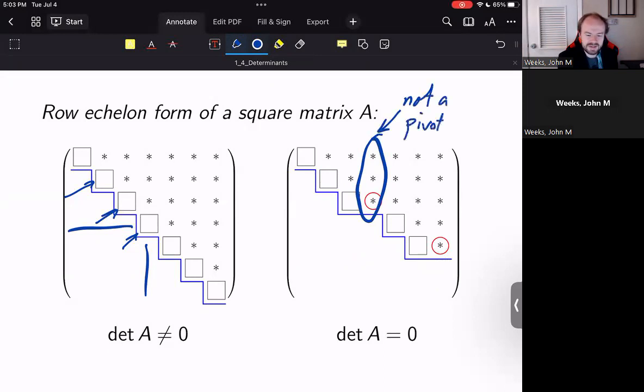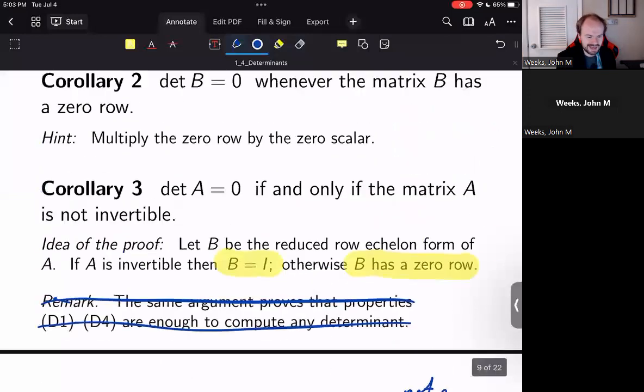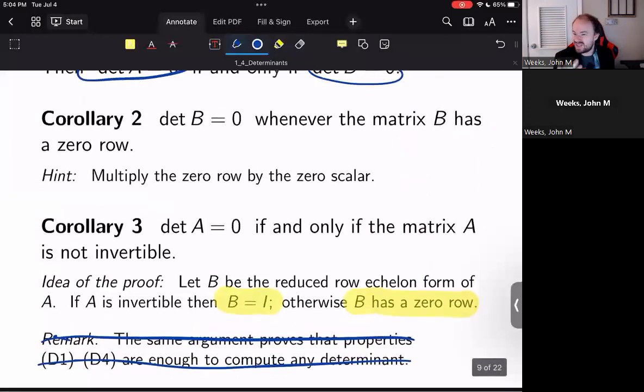And that's because there is no pivot here. The star just says it can be anything, even if that star ends up being a 1 or a 0. Whatever that ends up being, this is not a pivot column. It is not the first non-zero element in its row. So that's what we have going on with the row echelon form, kind of just to remind us about what it means to have a 0 row there. If you have a 0 row, then we're back to corollary 2, and our determinant is indeed 0.